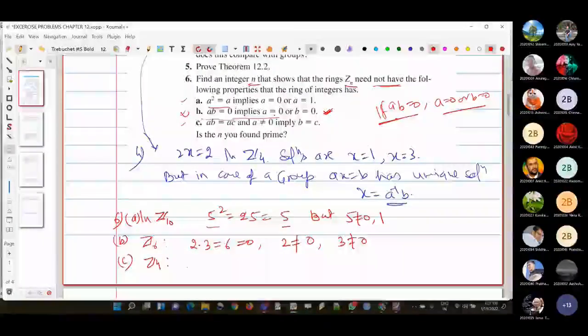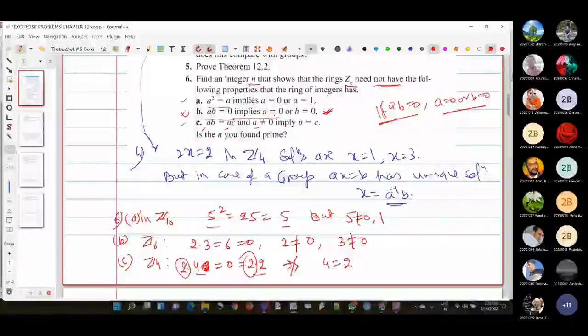Here we can take 4 times 2 equals 0, and 2 times 2 in Z4 is also 0. I think I should write it like this. Here we have 2 on the left side, like here we have a, and a should be non-zero. So 2 is non-zero, of course, but this doesn't imply that 4 equals 2. Okay, fine. So this is another non-example.